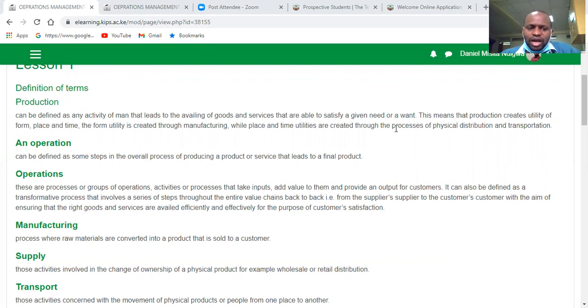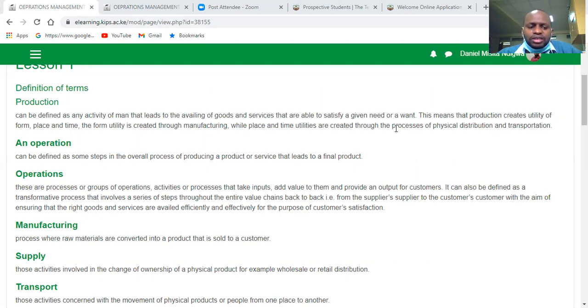This can be defined as the steps in the overall process of producing a product or service that leads to the final product. So all those steps that are involved in coming up with a new product or developing an already existing product is what we are calling operations.